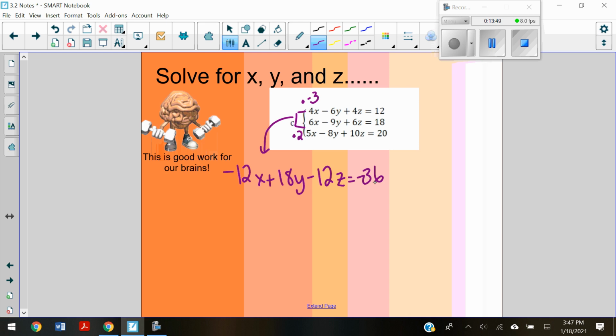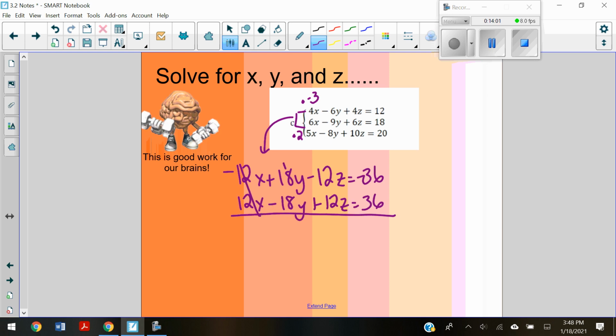Now I'm going to multiply the middle equation by a positive 2. So I get 12x minus 18y plus 12z equals 36. Whoa, do you guys see that? All of my variables are exact opposites, so I get 0. And negative 36 and positive 36 gives me 0.